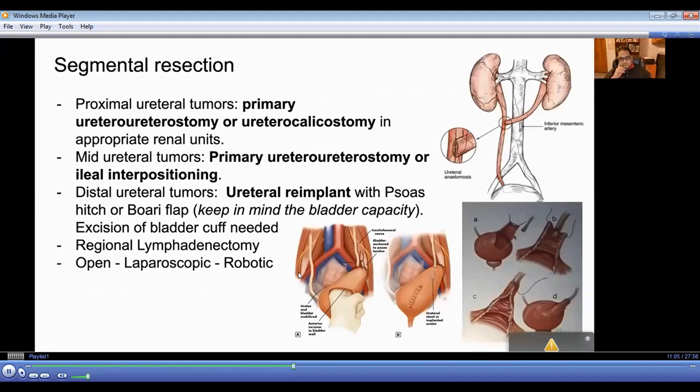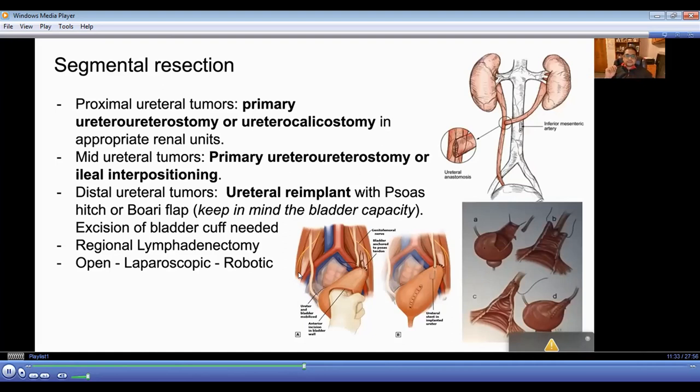If you have proximal tumors, you can do primary ureteroureterostomy after excision of the diseased segment, or you can do ureterocalycostomy. You can also swing the ureter over to the other side to retain the continuity of the urinary tract. If you're looking at mid-ureteral tumors, like I said, you can do primary ureteroureterostomy, or if it's a longer segment, you can excise the entire segment and do ileal interposition, a very cool operation.